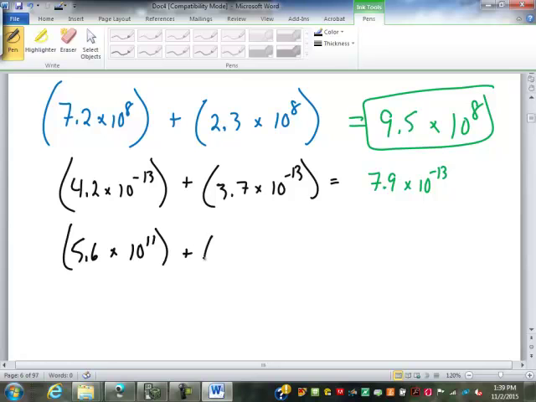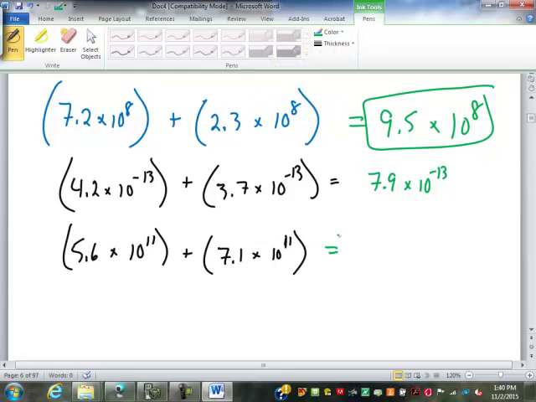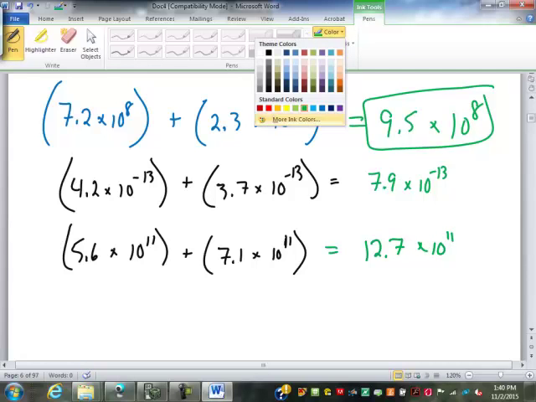Now, it doesn't stay that simple all the time. 5.6 times 10 to the 11th plus 7.1 times 10 to the 11th. If we go to add, we're going to get 5.6 plus 7.1 is 12.7 times 10 to the 11th. We keep the same name.